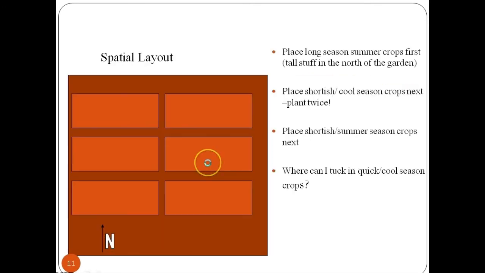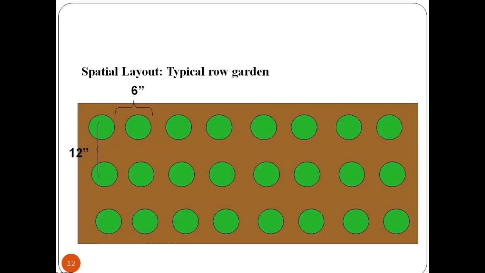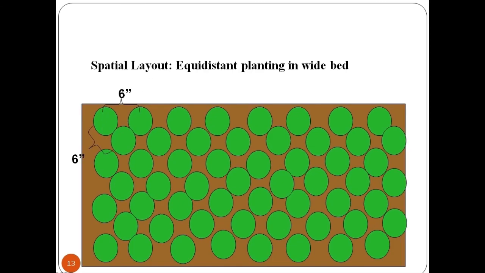It is important to designate areas for different crops, such as place long season summer crops first, short or cool season crops next, and plant them twice. Short or summer season crops should be placed after cool season crops. Rotation of vegetable crops is another important factor which contributes to effective spatial layout designing.